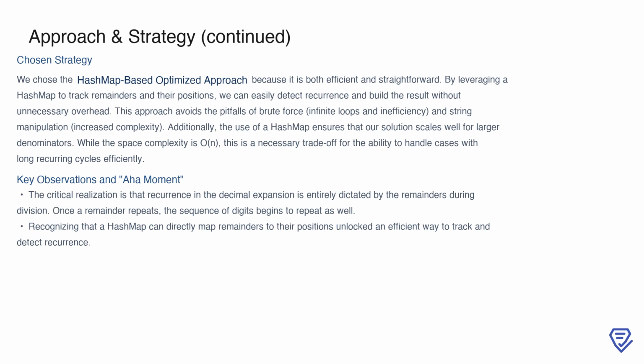A key realization here is that the behavior of the decimal expansion is entirely determined by the remainders during division. Once a remainder repeats, the sequence of digits also begins to repeat. This insight, combined with the ability of the hash map to track remainders and their positions, provides a clean and scalable solution to the problem.